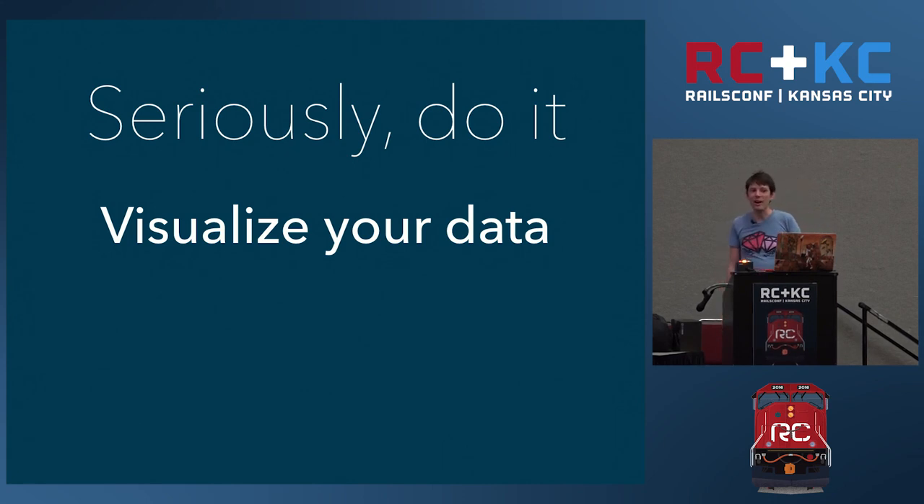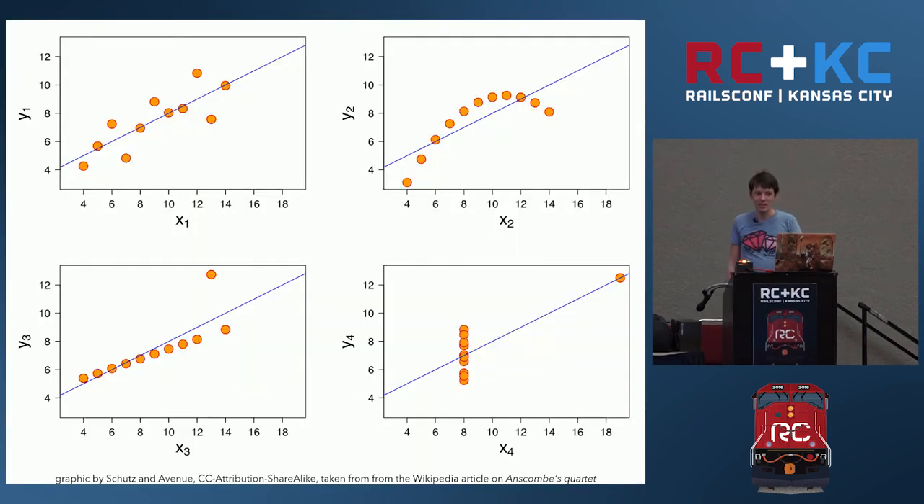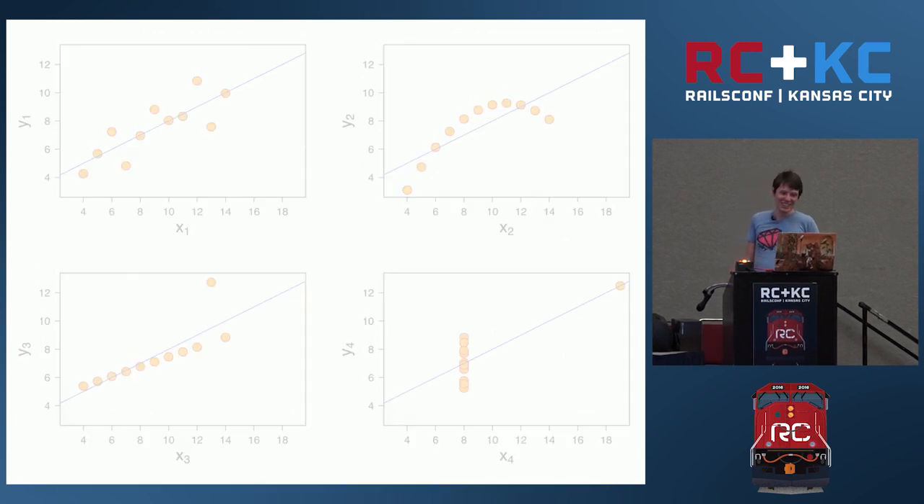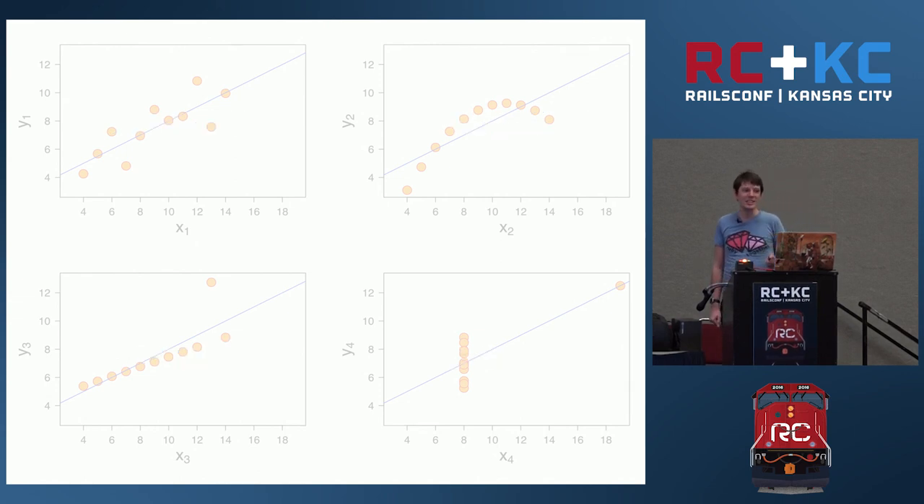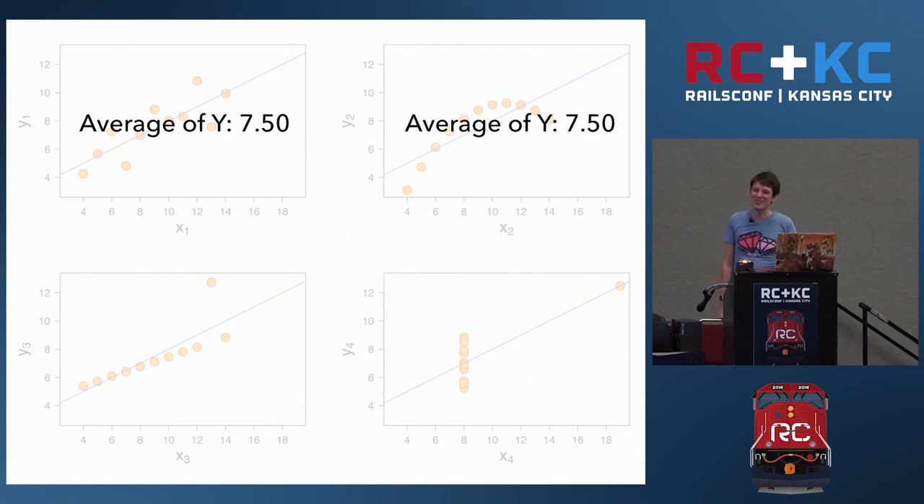Here is an example of why visualizing your data is so, so, so important. These are some different data sets. Each orange dot is a single entry on that data set. Can anyone guess what the blue line is? So, that's the average. It's actually even worse than that. The average of Y is exactly the same on every graph.